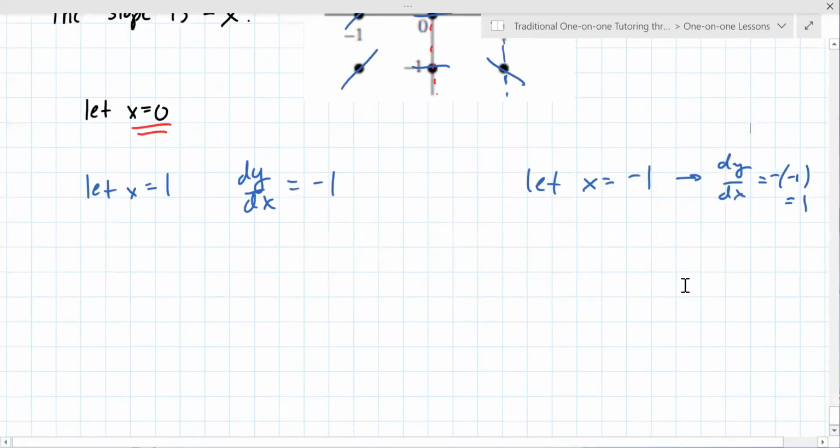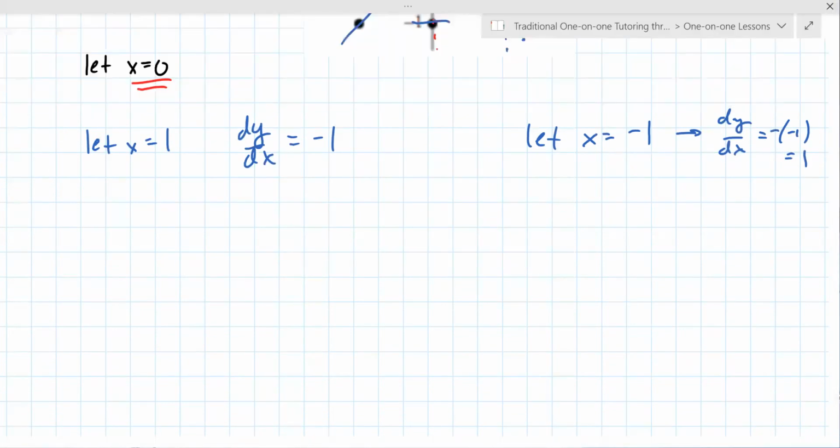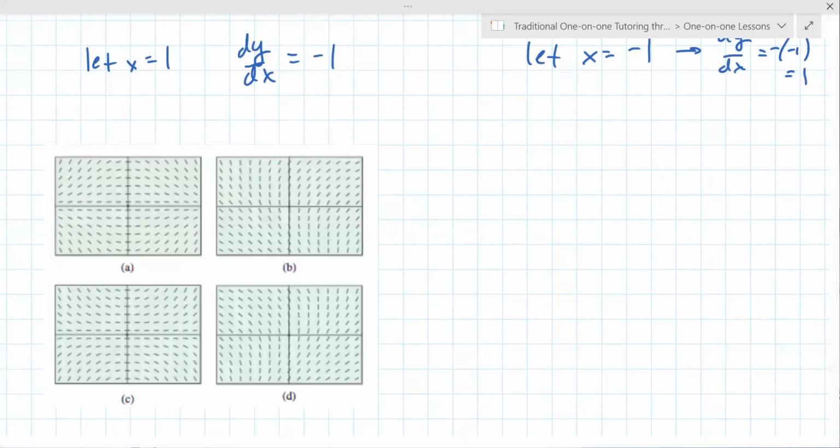Let me switch back to my correct color here. So the next one, they give you 4 slope fields. There's your 4 slope fields. And then they also give you 4 equations. Now you're just asking to do 41, but if you were given this problem, like 39 through 42, you'd want to use elimination to say, oh, it's not that one, or this one's that one, and so on.